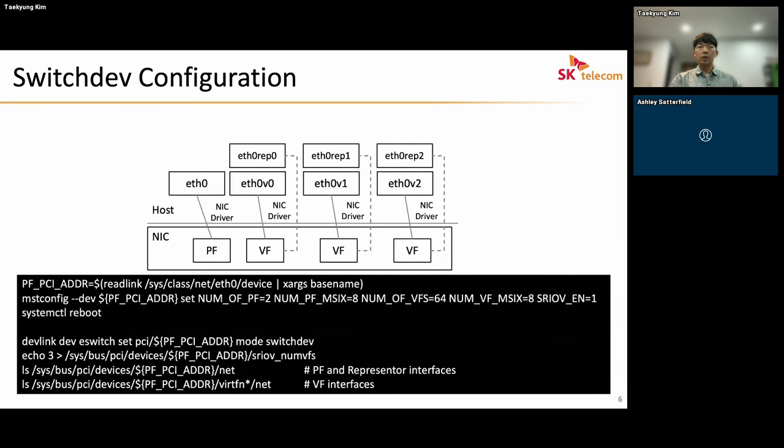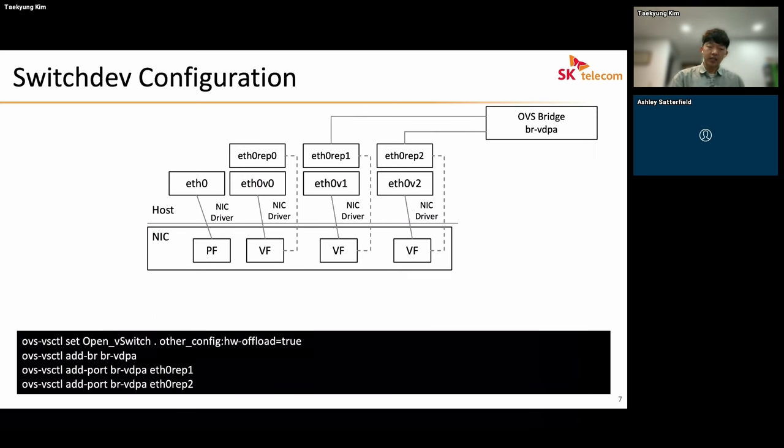I don't include a demo in my presentation. Instead, I paste some commands to configure the entire solution. If you want to enable SR-IOV on ConnectX, you should turn on some options in the firmware and reboot if required. After that, you can use the devlink command to change the operation mode of the NIC from legacy mode to switchdev mode. And then you will see the representor interfaces when you create a new SR-IOV VF.